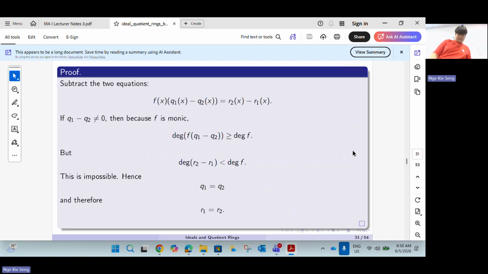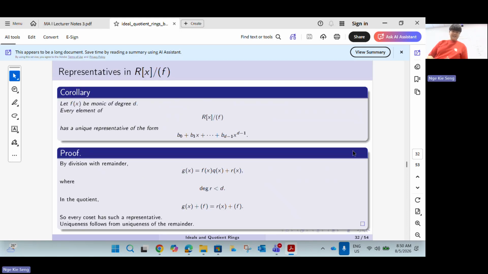And this is a proof. I don't go through this. Represented in R[x] mod the ideal generated by f, every one of these elements has a unique representative from 1 up to x to the power of d minus 1, if f is of degree d. Just a very easy one.